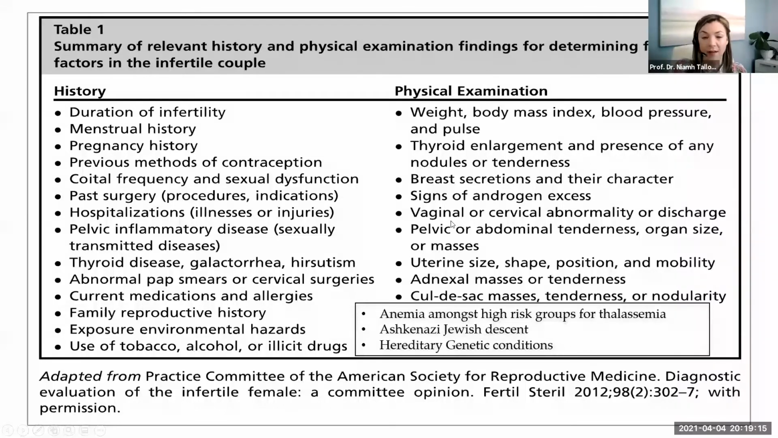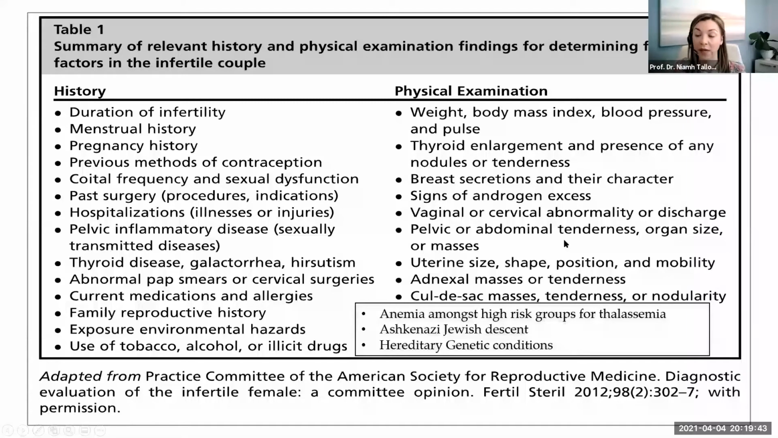And again, you can tell a lot by looking at someone. Do they have acanthosis as a sign of hyperinsulinemia with PCOS? And again, looking at a targeted exam of the thyroid, the breast, any signs of androgen excess, and then a pelvic examination where you're able to look at the cervix and ensure it appears normal, that it doesn't look scarred. You may do a manual examination, get an idea, does the uterus feel normal?